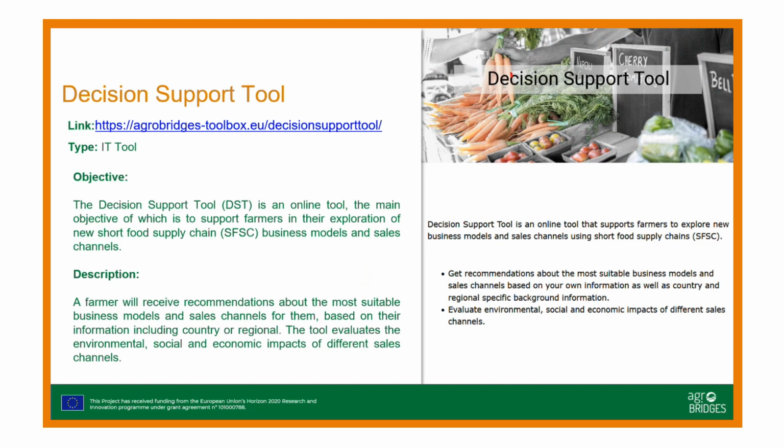The first digital tool is the decision support tool. The objective of this tool is to support farmers in their exploration of new business models in the short food supply chains and sales channels. With this tool, the farmer will receive recommendations about the most suitable business models and sales channels for them based on their own information. Also, the tool evaluates the environmental, social, and economic impact of different sales channels.